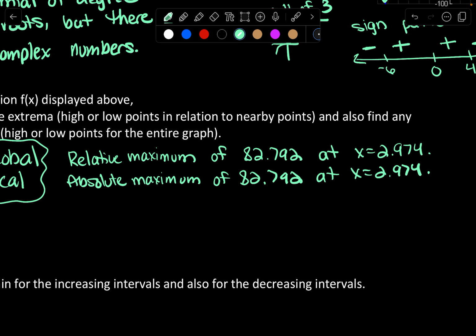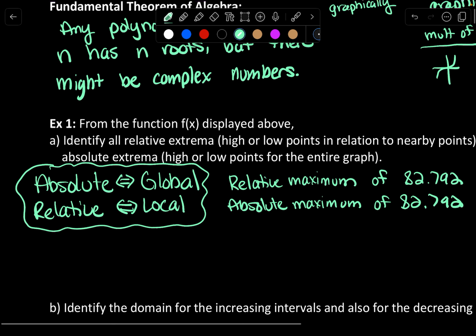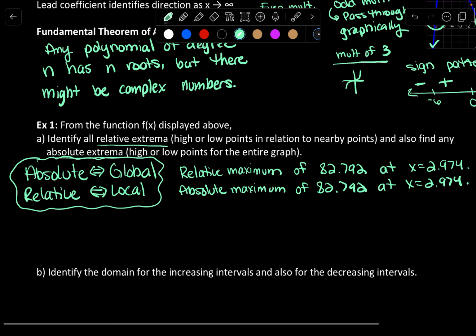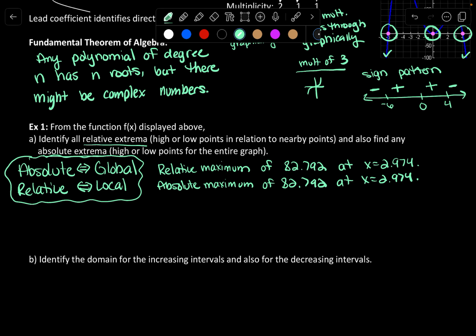And to determine which one you write, it depends on what the question is asking. This says identify all relative and absolute, so I felt compelled to write both. If it just said relative, then just write relative. If it said absolute, you would only have one answer, which is that absolute maximum of 82.792 at x equals 2.974, because there is no absolute minimum.